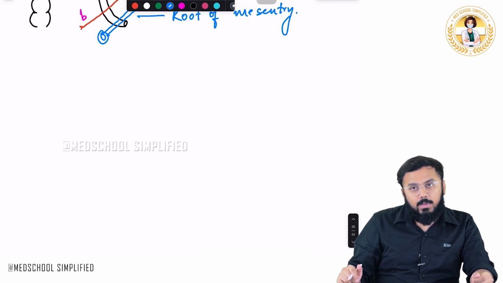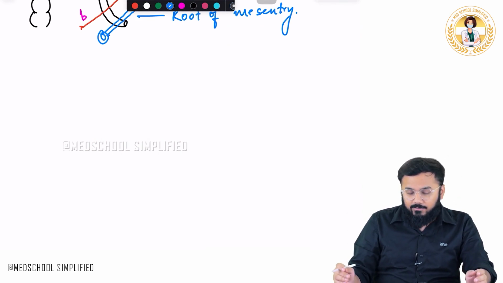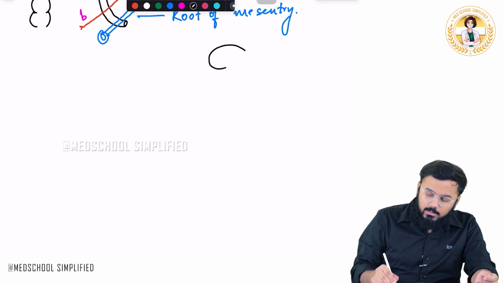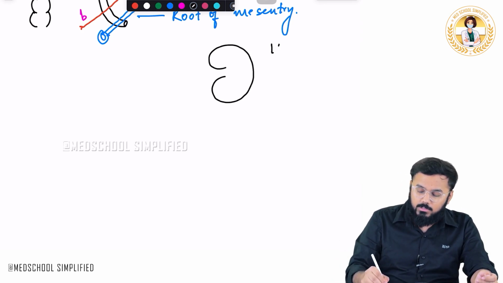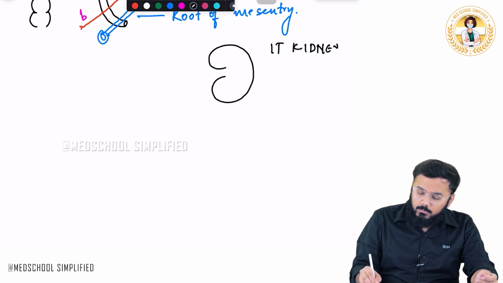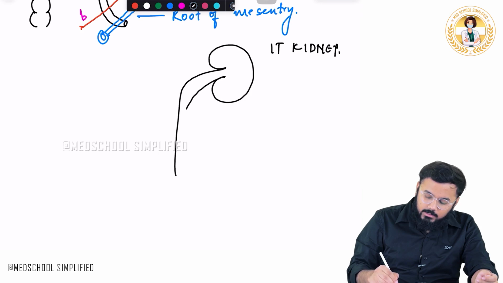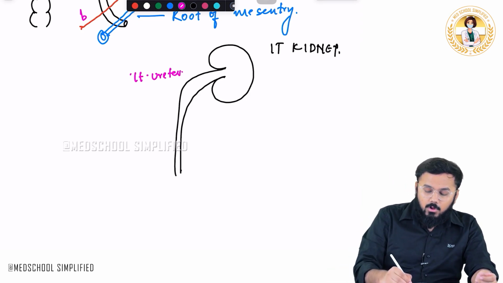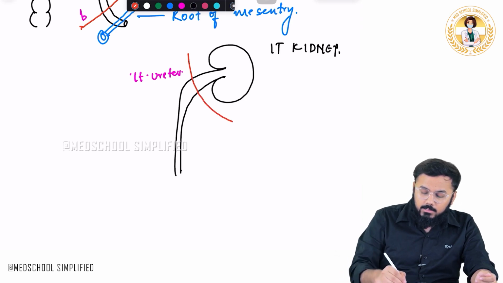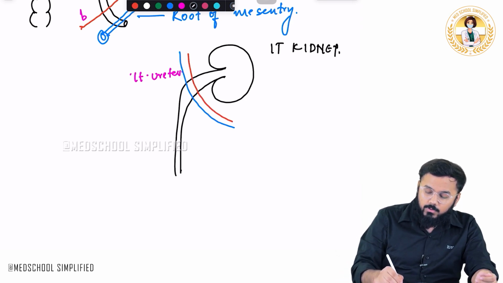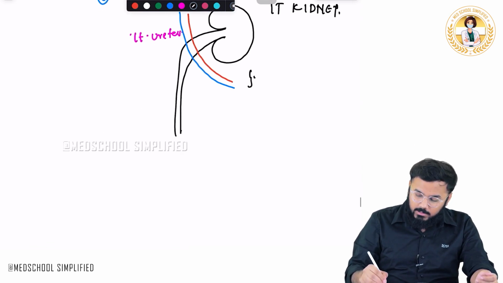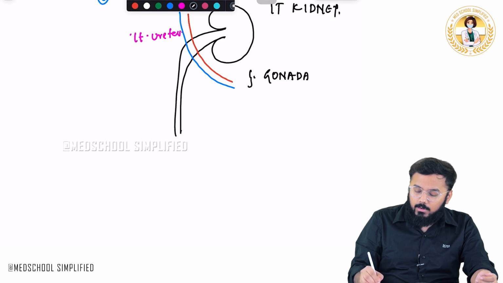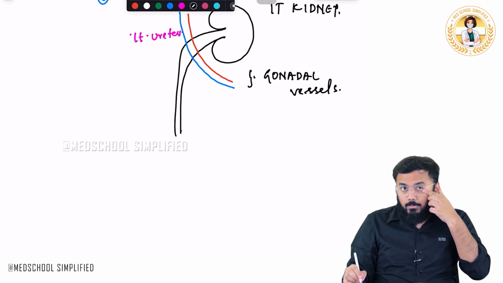Now if you look at the anterior relations on the left side, for example this is your left kidney. This left kidney has a ureter like this, right? This ureter over here is your left ureter. So what are the relations of the left ureter? On the left ureter also you have an artery like this and a vein like this. These two structures are called gonadal vessels.